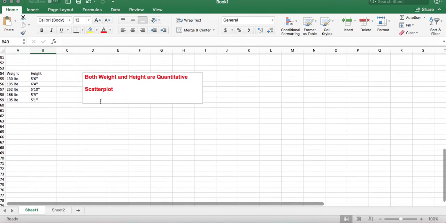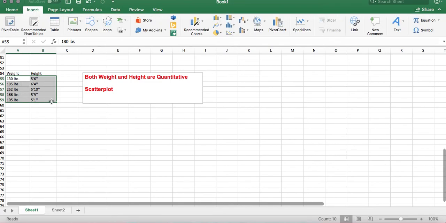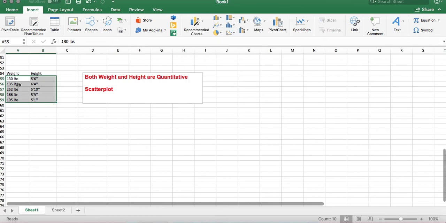Lastly, you would probably use a scatter plot if you have both weight and height that are quantitative. So if you have two series of numbers that are continuous, then you would go up here to Insert. First highlight your data like I did, and then Insert is where you go to make a graph. So they have recommended charts. Ooh, this one says nothing is recommended, and I bet it's actually because of these values in here.